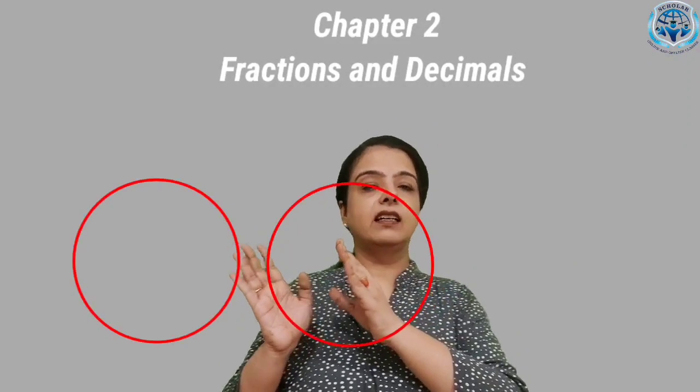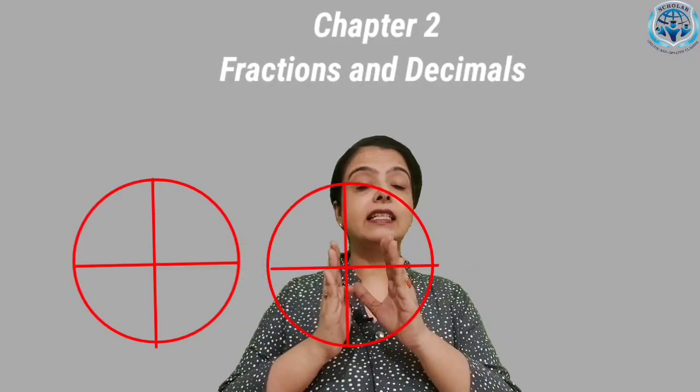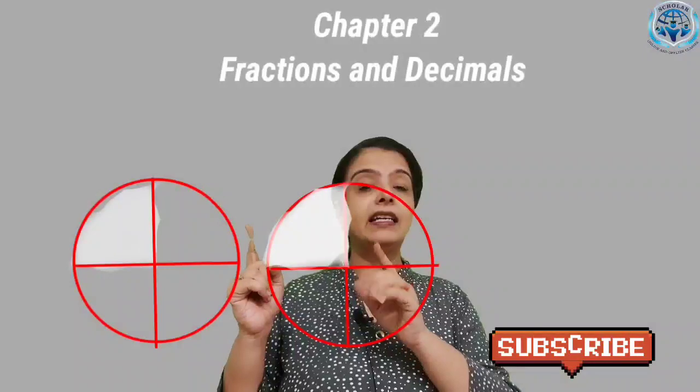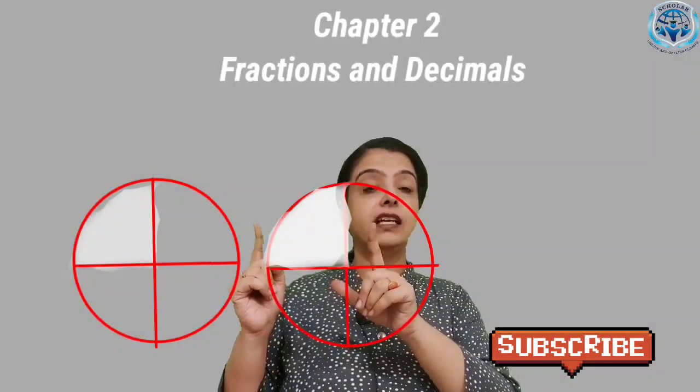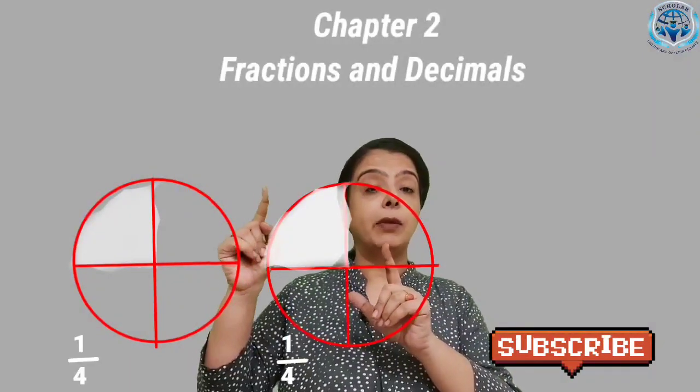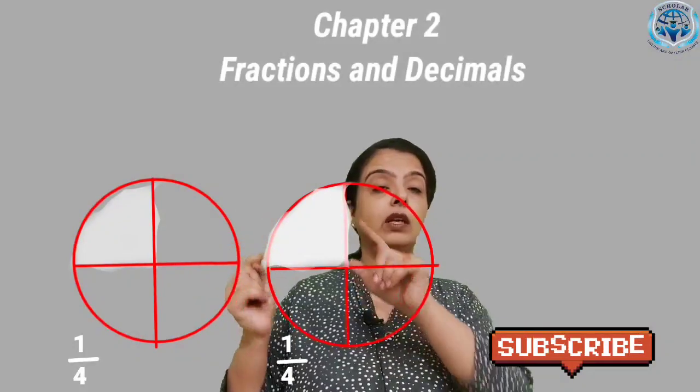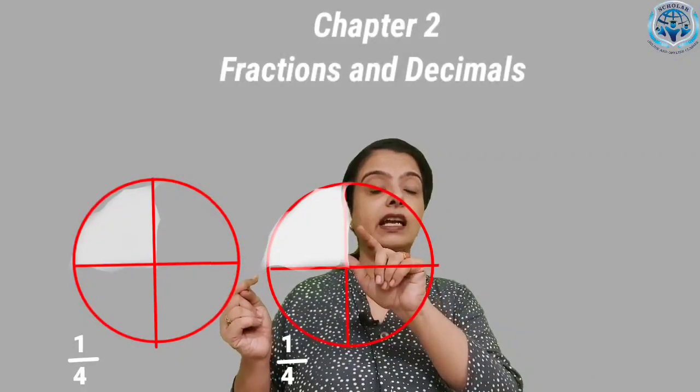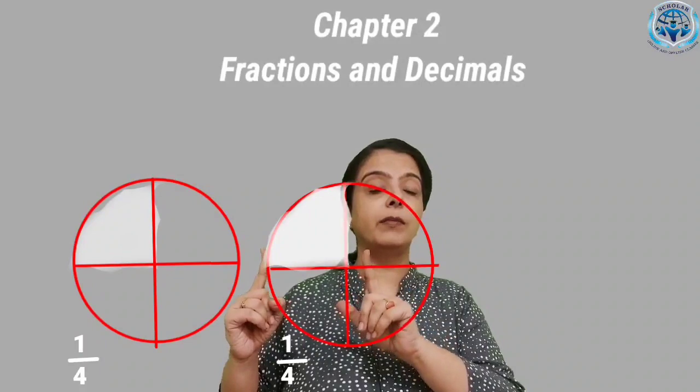Now see, this is one whole, this is second whole. One part is shaded, one part is shaded. That means 1 by 4, because all the 4 parts are equal. This is again 1 by 4, 1 by 4, 1 by 4.